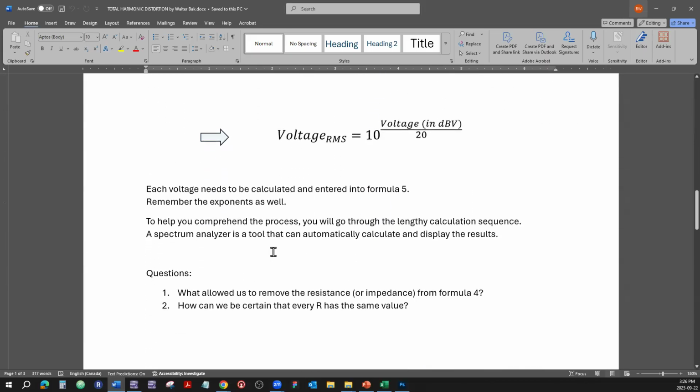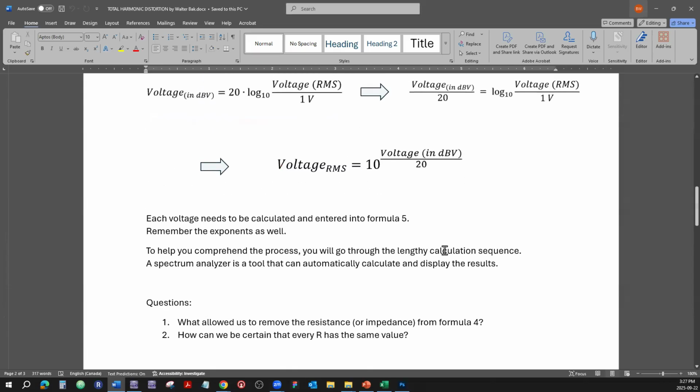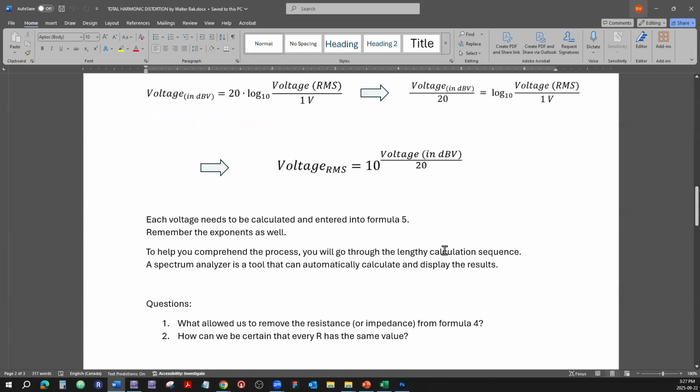Okay. Now, a couple questions here. What allowed us to remove the resistance of the impedance? Simple question, but maybe not. And here's the second question that follows the first one. It's a daisy-chained kind of a system here. How can we be certain that every R has the same value?